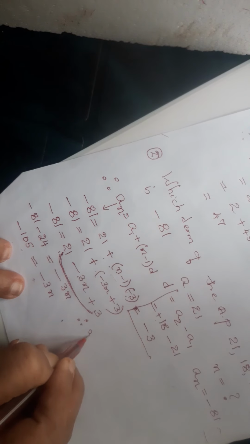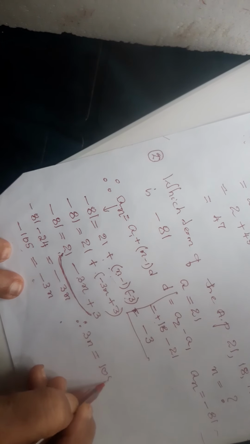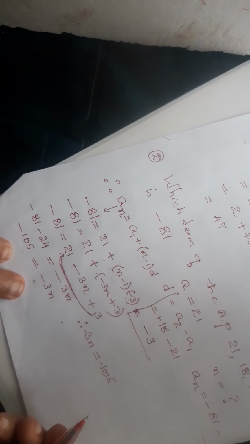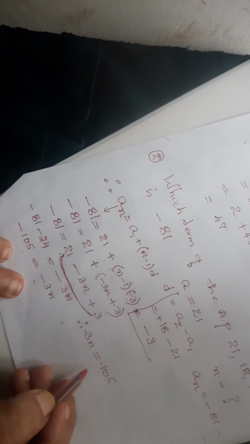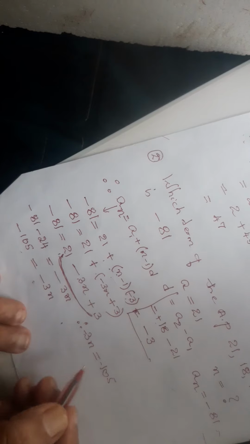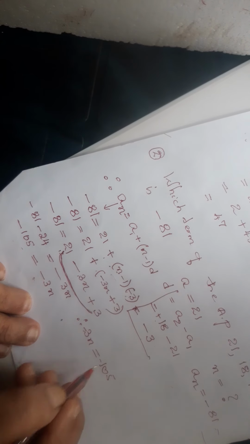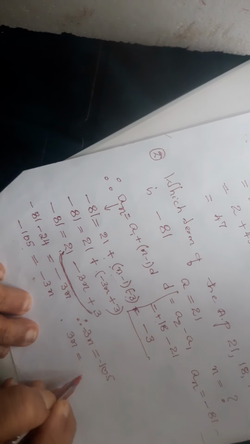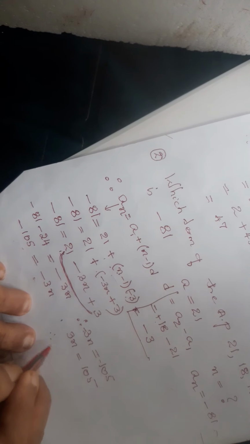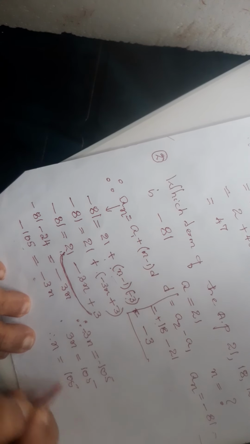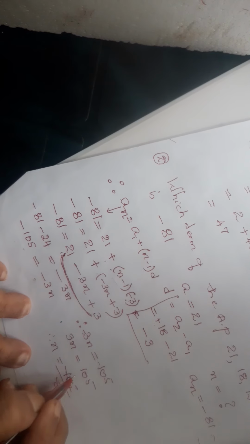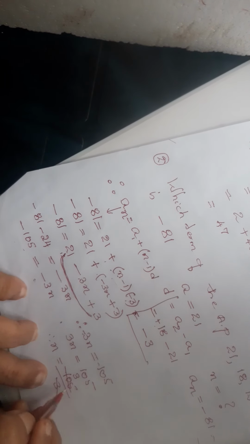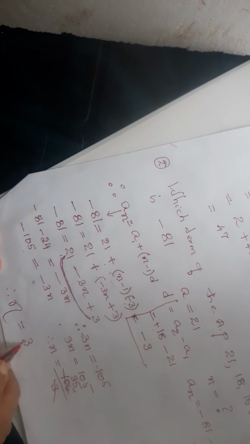That means what's the meaning? 3n is equal to 105. I can write like that. 3n is equal to 105, or minus 3n is equal to minus 105. If a is equal to b, then b is equal to a. You know that simple rule of maths. Now minus minus make it plus. So 3n is equal to 105, and therefore n is equal to 105 by 3. 3 3s are 9, 1 remains there, so 3 5s are 15. Therefore n is equal to 35.